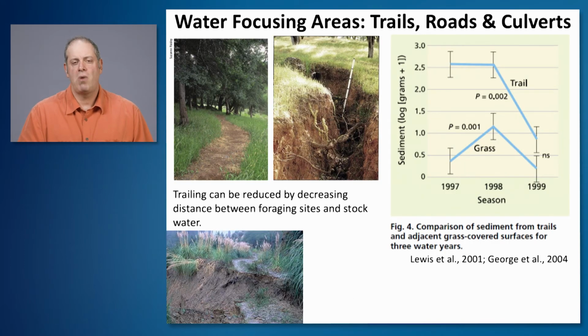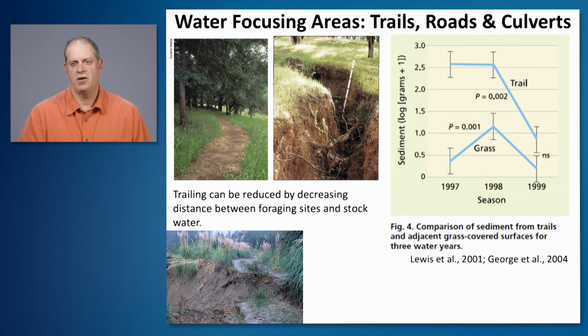Because modeled erosion of sheet and rill are so low, it is mindful to be aware of water focusing areas that can cause site-specific catastrophic erosive events, such as gully erosion, which is not modeled by the universal soil loss equation. And so areas like trailing, poorly placed culverts, or poorly constructed roads are point sources, so to speak, of erosion that you can consider carefully in your ranch planning to limit the catastrophic effects of erosion.